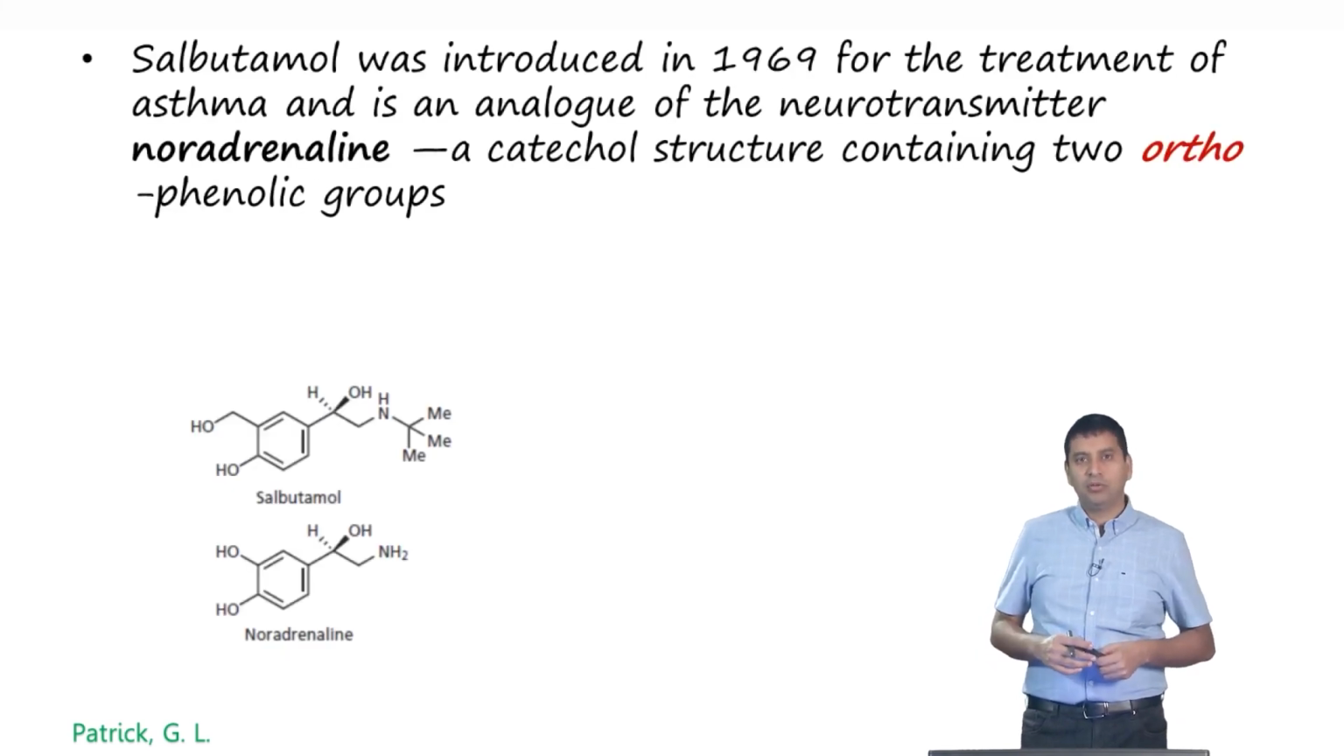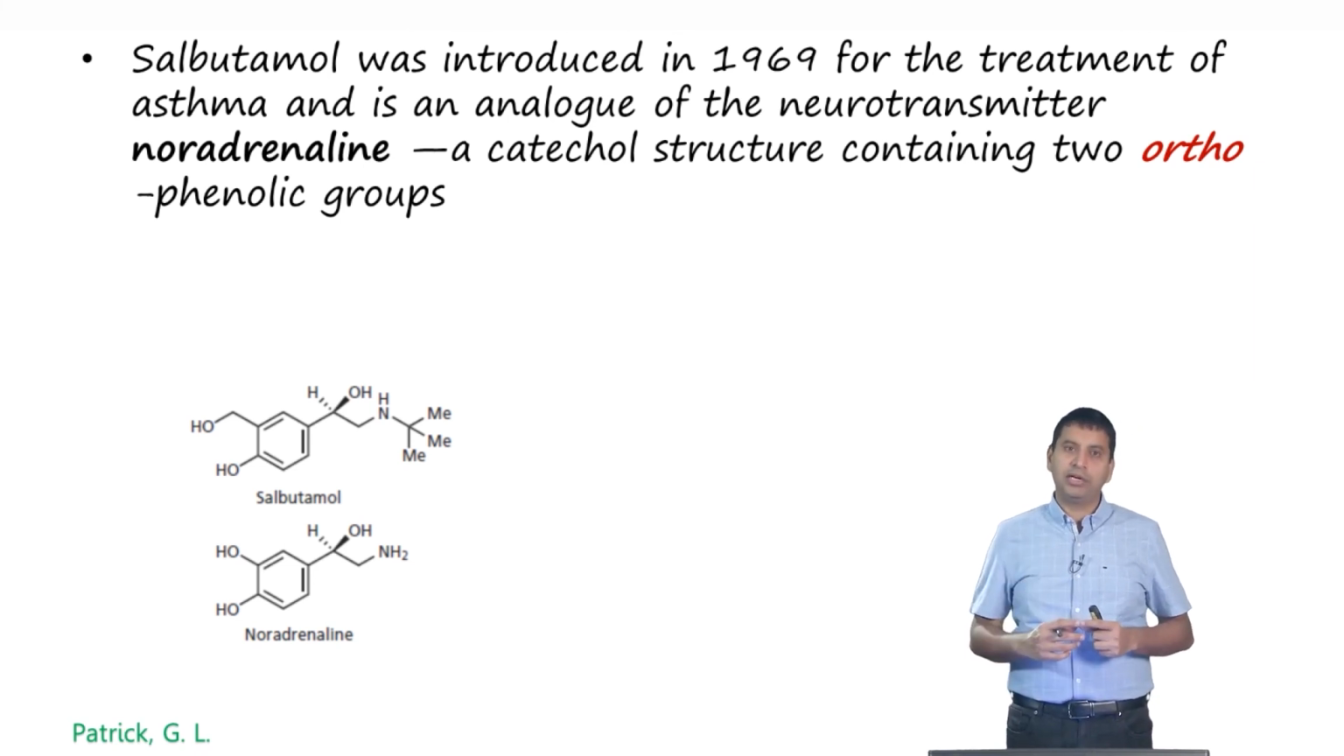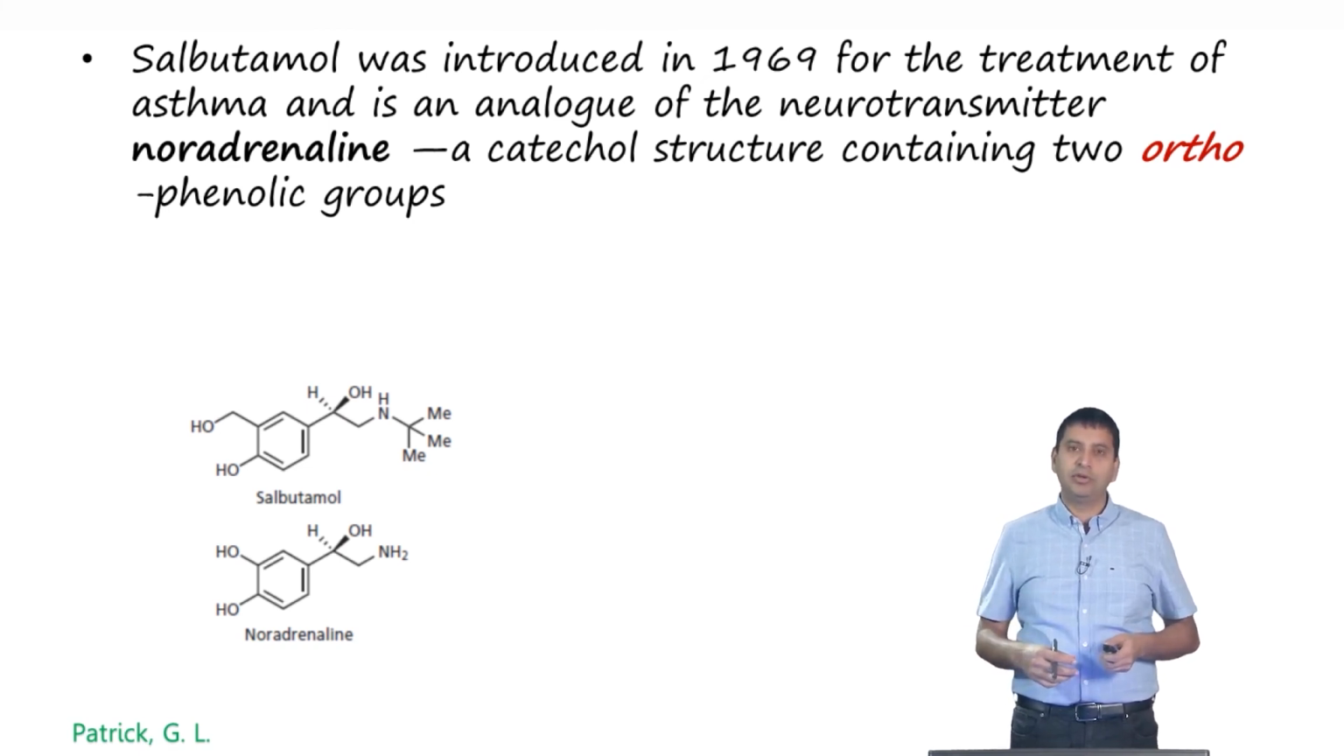Salbutamol was introduced in 1969 for the treatment of asthma and is an analog of the neurotransmitter noradrenaline. Noradrenaline has a catechol structure, that means it has two alcohols on the aromatic ring. Now, because it has these two orthophenolic groups, it is quite susceptible to metabolism.